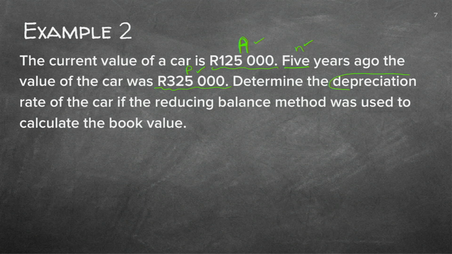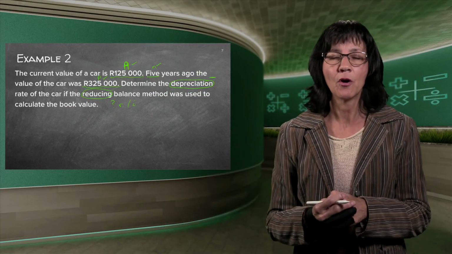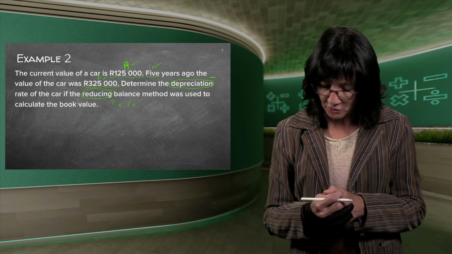Determine the depreciation. So I immediately know it's a minus formula of the car if the reducing balance method was used to calculate the book value. So they want the depreciation rate. So what do they want? The R or the I, whatever you call it. The I is normally the decimal format. If you give it in proper language back, if you give it in a proper answer, you'll say the R is equal to so much percent.